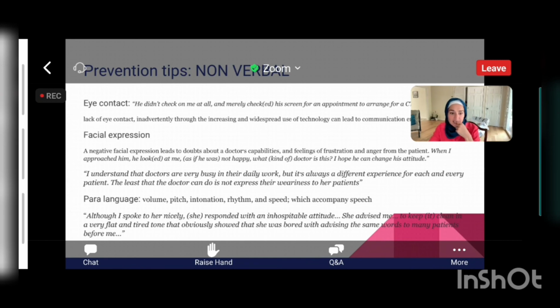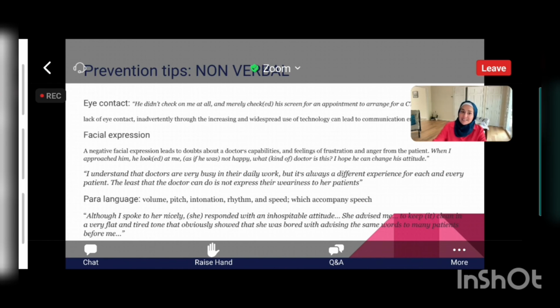And another patient said, I understand that doctors are very busy in their daily work, but it's always a different experience for each and every patient. The least that the doctor can do is not express their weariness to their patient. So a little point about the language. Although I spoke to her nicely, she responded to me with an inhospitable attitude. She advised me to keep it clean in a very tired tone that obviously showed she was bored with advising the same words to many patients. So that's a comment that was made.